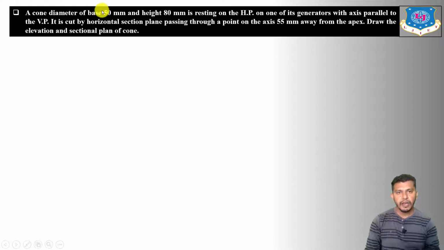So the given content regarding the problem is a cone, diameter of base 50 mm, height 80 mm, resting on HP on one of its generators with axis parallel to the VP. It is cut by a horizontal section plane passing through a point on the axis 50 mm away from the apex. Draw the elevation and section plan of the cone.